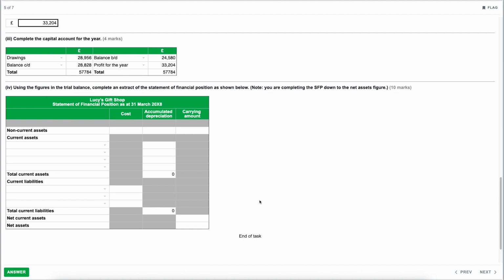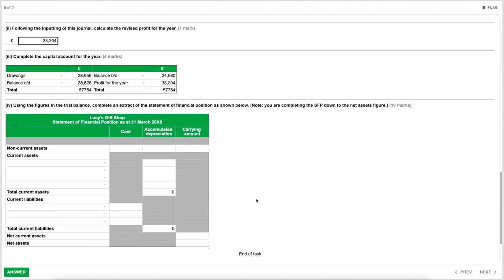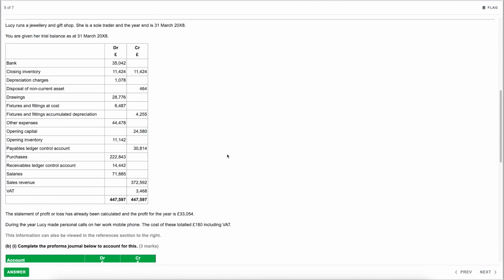So using the figures in the trial balance, complete an extract of the statement of financial position as shown below. And it does say, note you are completing the SFP down to the net assets figure. So we're not doing the finance by section. Okay, so all this information should be within our trial balance. So let's start off at the top with the non-current assets. So what's the cost? What do we have for our cost?